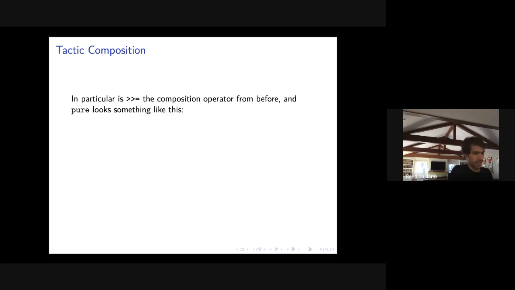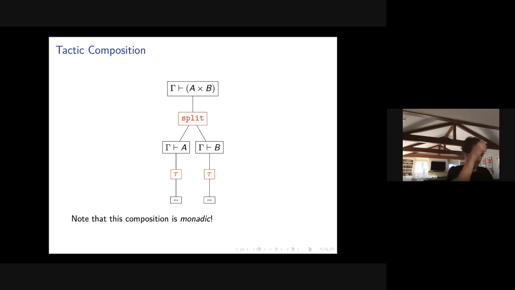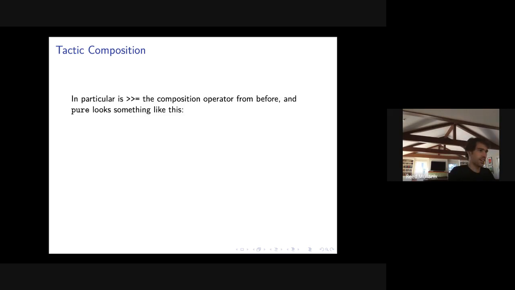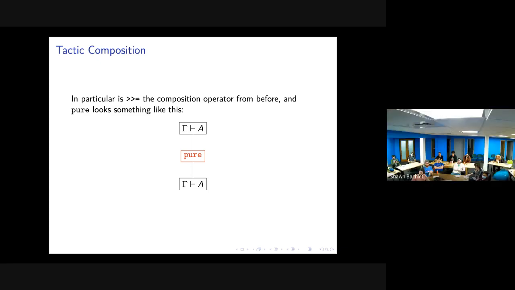So bind is this guy where we sort of feed into that second tactic. And pure looks something like this, where you have a goal. Pure just says, I'm going to produce one subgoal. It's the same thing. And then when that guy gets solved, I'm just going to feed the solution straight back up. And you can check the laws. We have a bunch of QuickCheck tests that check these laws for us in the implementation, and they're good.